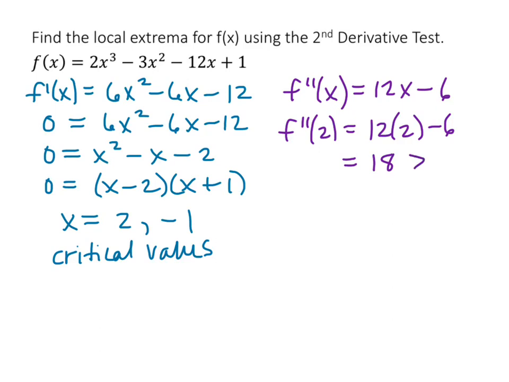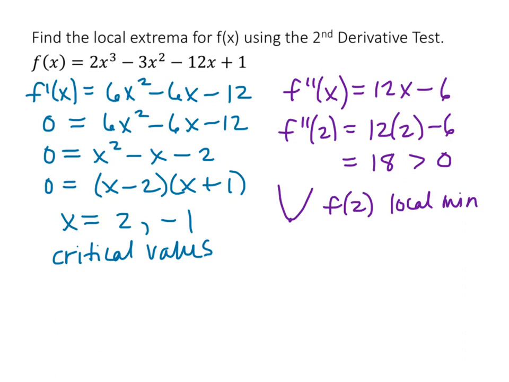What's important here is that this is greater than 0. We know the second derivative is greater than 0. That means the function must be concave up. So the conclusion we can draw is that f of 2, at that critical value of 2, is a local minimum. And we did that by the second derivative test.